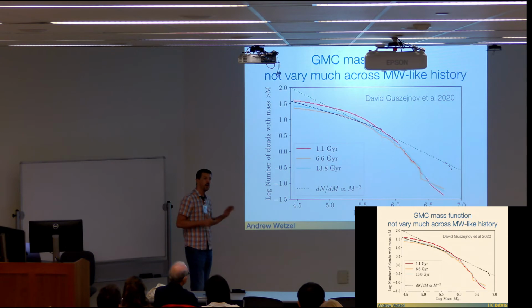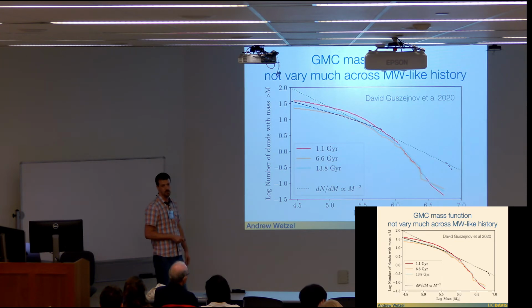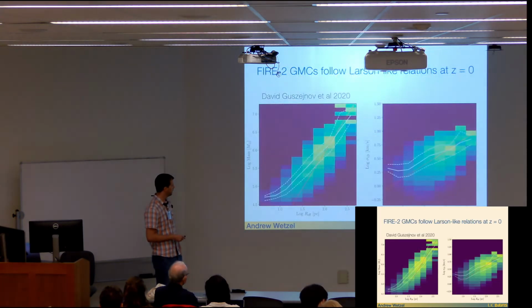Yes, of course, you can find rare events of mergers where you have a temporary enhancement of the mass function. But if you just time sample the snapshots in these simulations, for the most part, the mass functions are looking relatively self-similar. So we don't see huge variations in typical snapshots of the mass functions of these clouds.